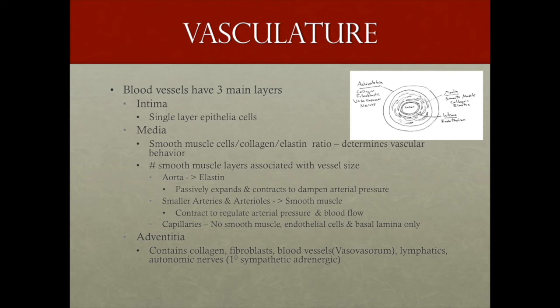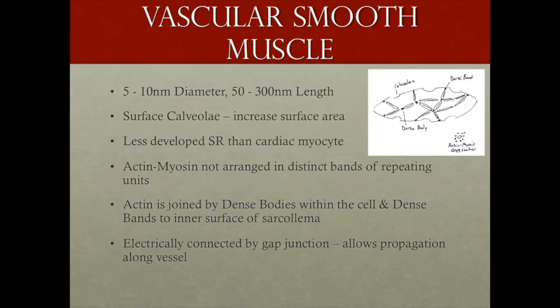The adventitia contains collagen, fibroblasts, blood vessels, or your vasa vasorum, lymphatics, and autonomic nerves, primarily sympathetic adrenergic. The typical vascular smooth muscle cell is 5 to 10 micrometers in diameter and 50 to 300 micrometers in length. Similar to the T-tubules of the cardiac myocyte, vascular smooth muscle has surface caveolae. These as well serve the purpose of increasing surface area. They do have a sarcoplasmic reticulum, however, it is less developed than the cardiac myocyte.